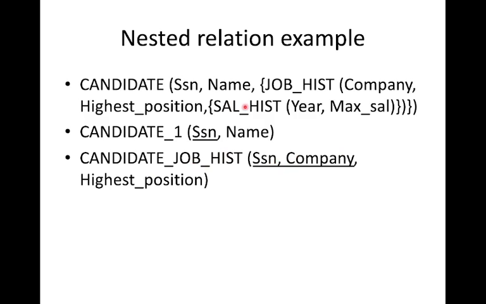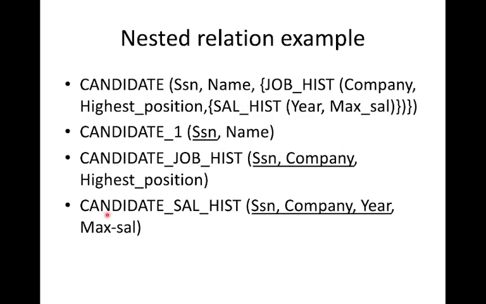Then we have to take salary history. So we will make candidate_salary_history. It will contain the primary key of this table, SSN, then company, then year of this table, and this combination will be the primary key of this table, and maximum salary will be another attribute. So in this way, we can normalize this relation.